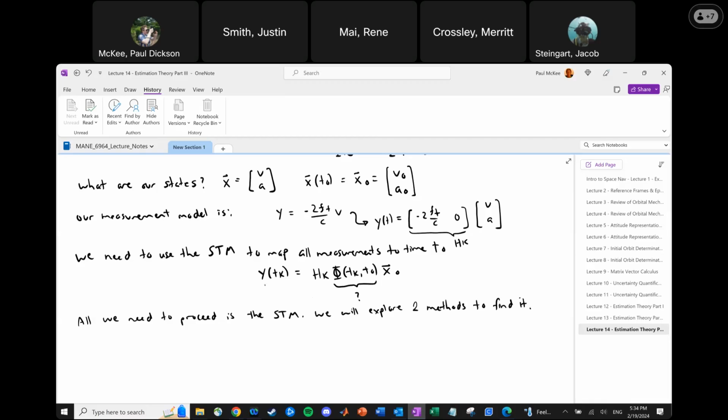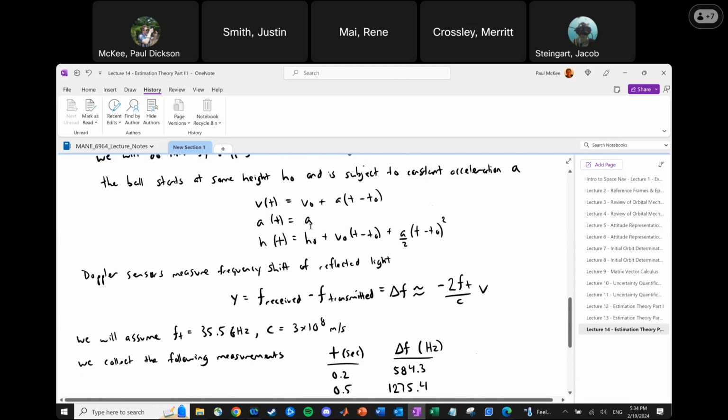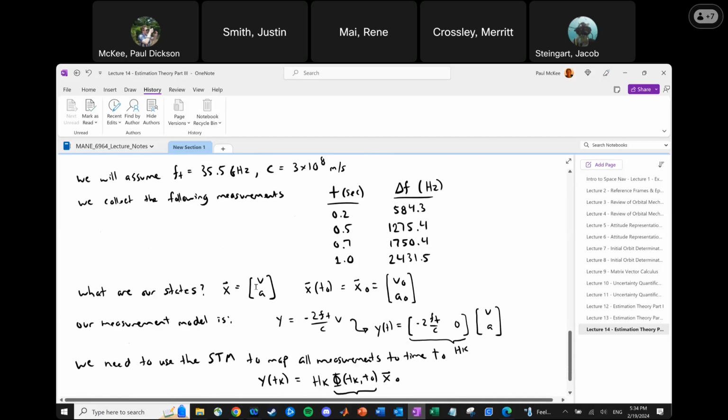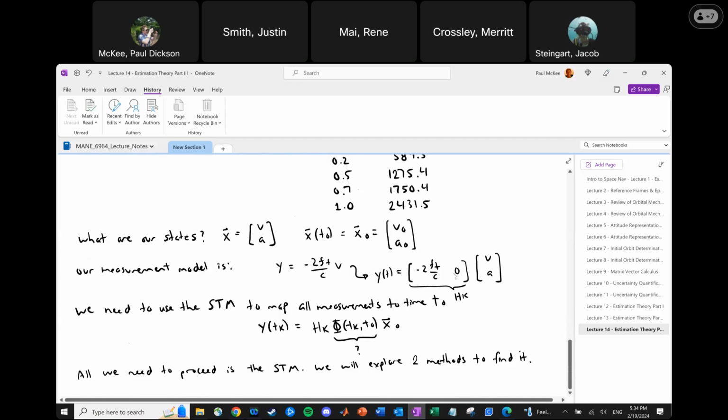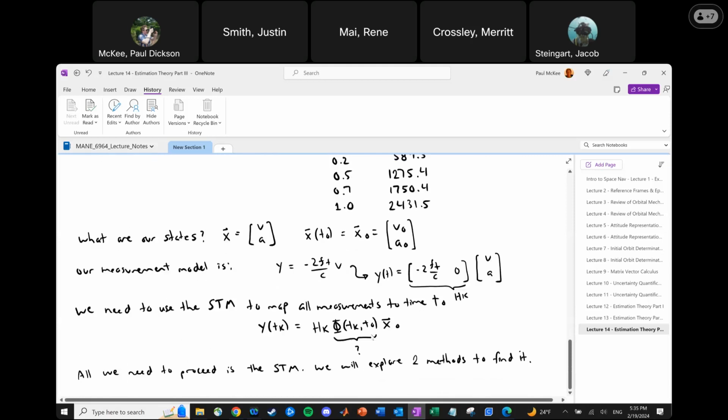Okay, so this is a good natural pausing point. So we've got our problem, we've got our physics, we've got our measurement model, we've got our parameters, we've got our measurements, we've determined our states, and we've set up a linear system to relate our measurement to our states. And now we know that because this is a batch estimation problem, because we're really after the initial velocity and the initial acceleration, but that's not what we're measuring. We're measuring velocity at different times, right? How in the world are we going to map back to that? Well, we need to use the state transition matrix.